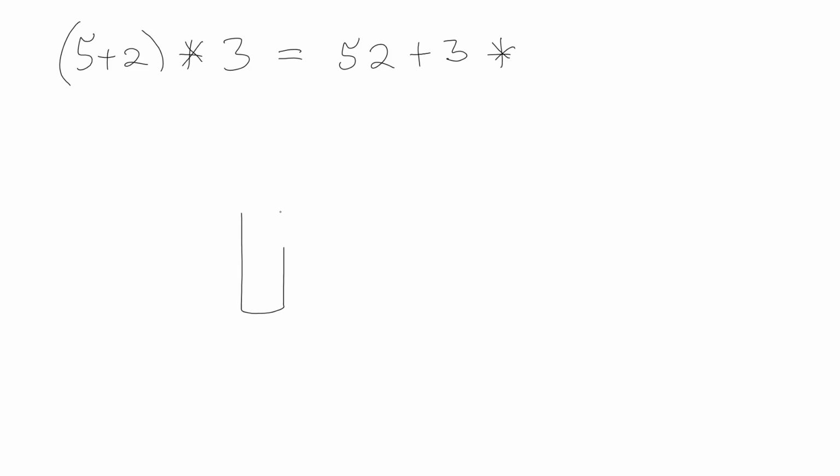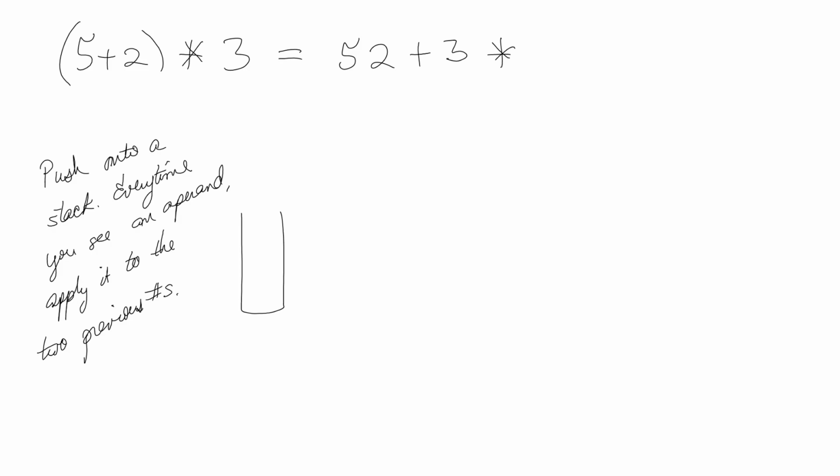So let's say I have 5 plus 2 times 3. In RPN, we would go 5, 2 plus 3 times. How this works is that you have a stack, and every time it sees an operator, it applies it to the 2 previous numbers. I put on the 5, then the 2, then the plus sign. And the algorithm goes, there's a plus sign, I'm going to apply it to the 2 previous, so 5 plus 2.